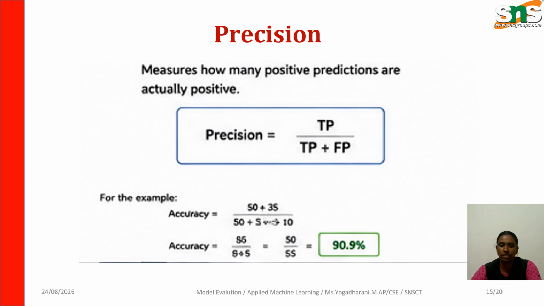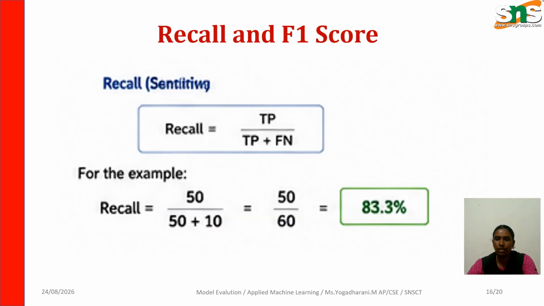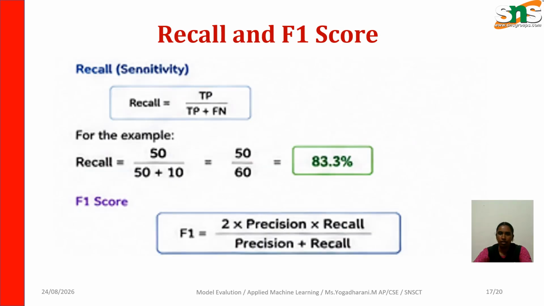And the next matrix is called precision. Precision means, out of all cases predicted as positive, how many are actually positive? And this is the formula for precision. And then recall and F1 score. Recall means, out of all positive cases, how many did the model correctly identify? And this is the formula for recall. F1 score combines precision and recall into one measure. And this is the formula for F1 score.